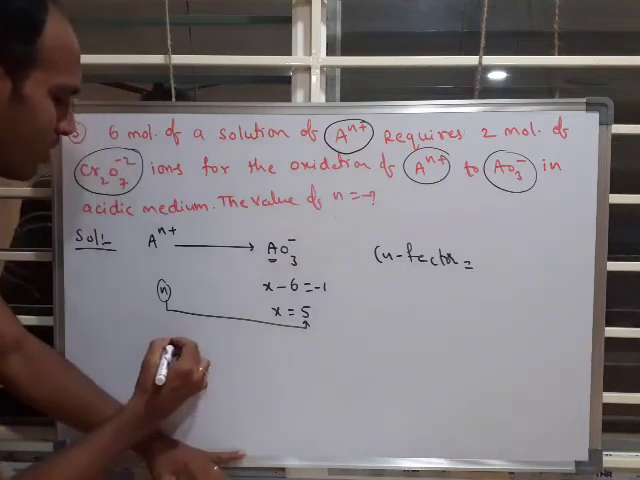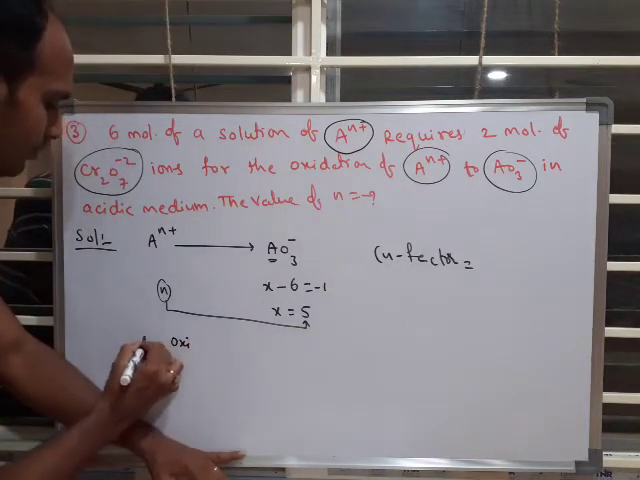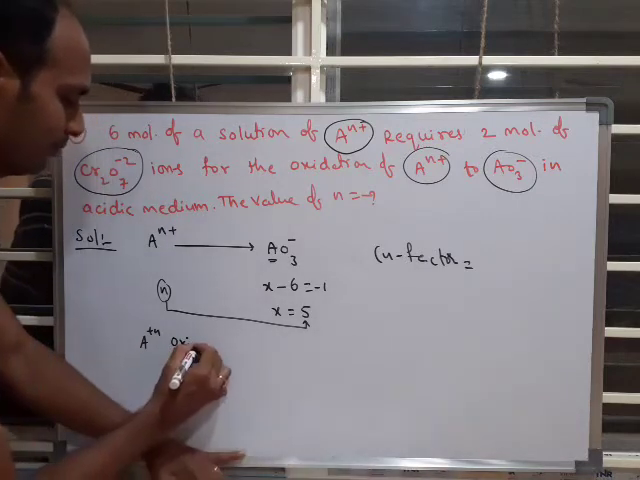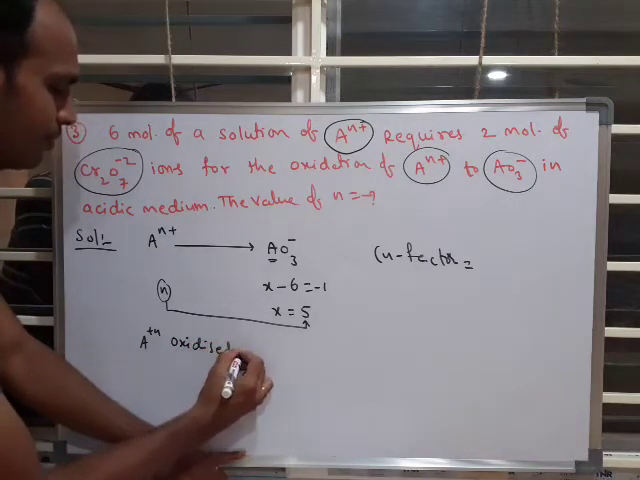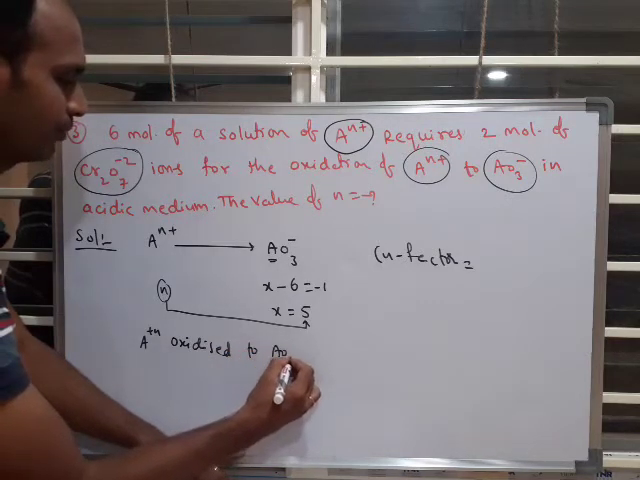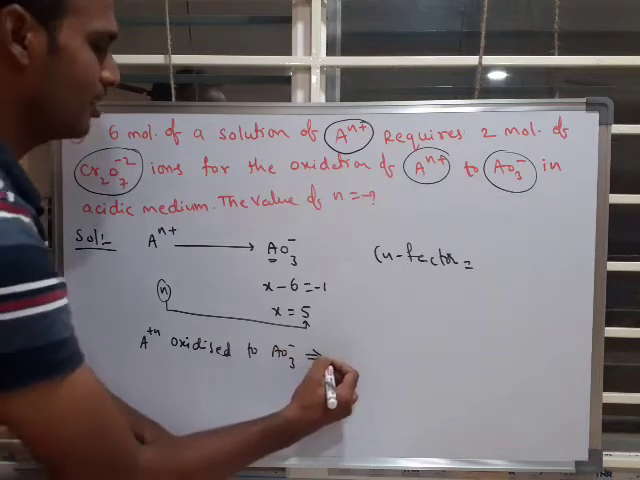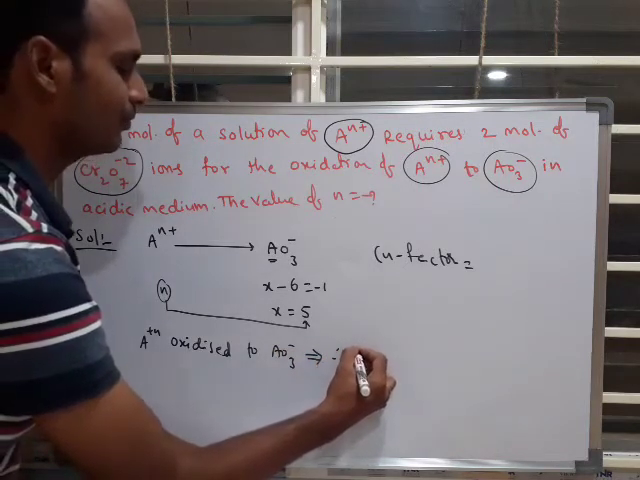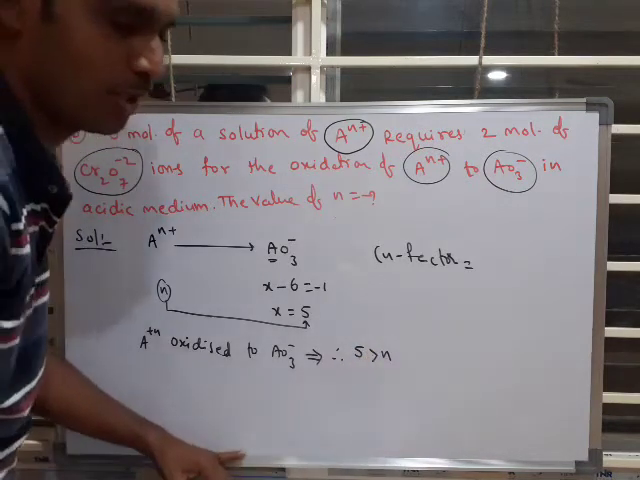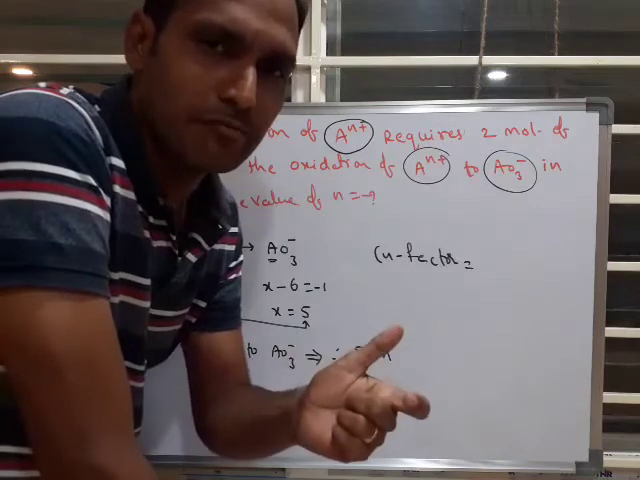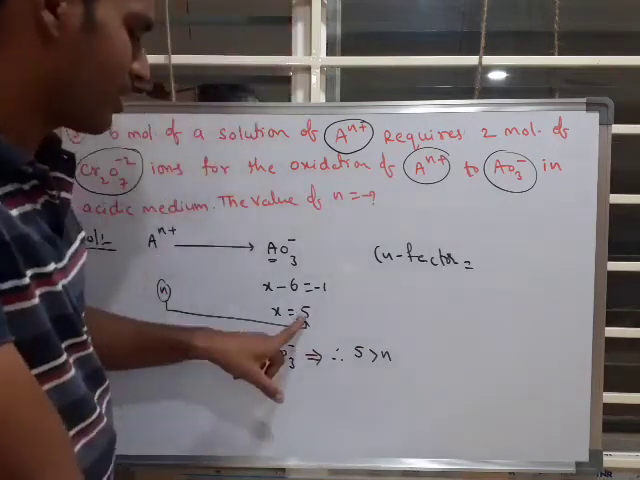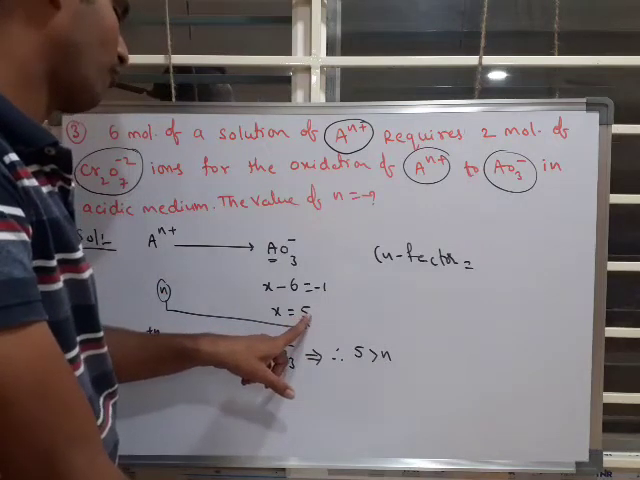Here A plus n is oxidizing. A plus n is oxidized to AO3 minus. So therefore we can write 5 is greater than n. So automatically the oxidation number increases, in the 5. So 5 is greater than n.